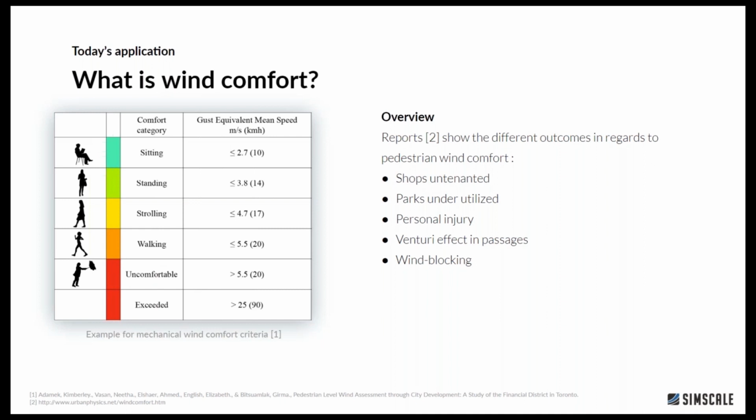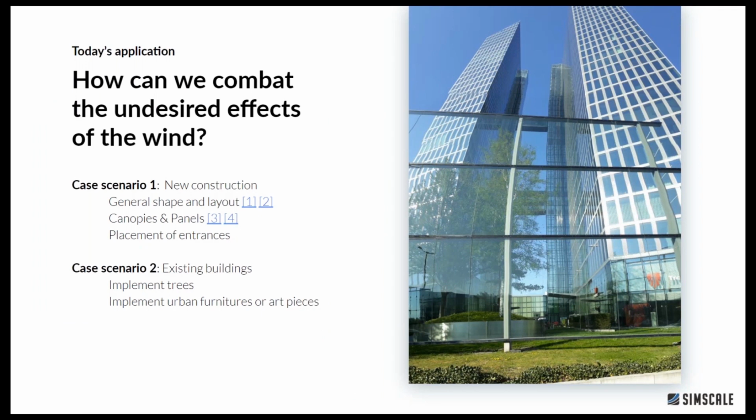I'm also thinking about bicycles, for example, that could be subjected to gusting, which could become a hazard. So we're going to evaluate this through wind comfort categories and a wind comfort map, as you will see in the results. How do we combat this undesired effect of the wind, this gusting and all this wind effect that can happen in cities? So we have two case scenarios.